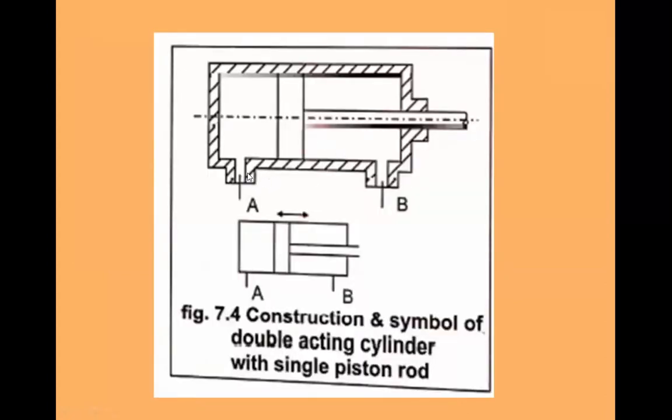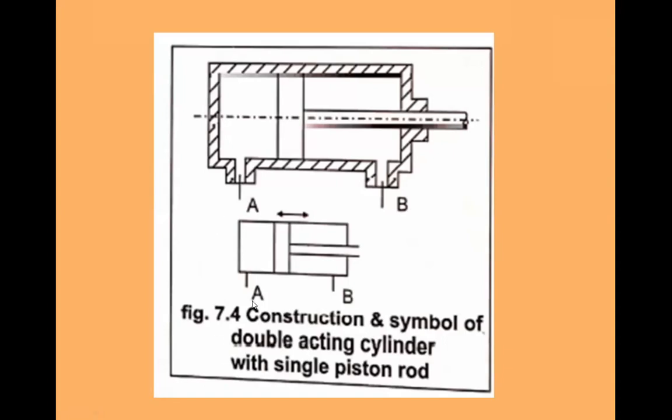This one, from port A you can take fluid inside, then due to that fluid it will exert force on this piston surface, then this piston rod will move like this in the forward direction. After completion, after obtaining the useful work through port B, another fluid will come inside the cylinder, it will exert force on this surface, then the piston will come to its original position, and at that time the fluid that was taken inside through port A will come outside.